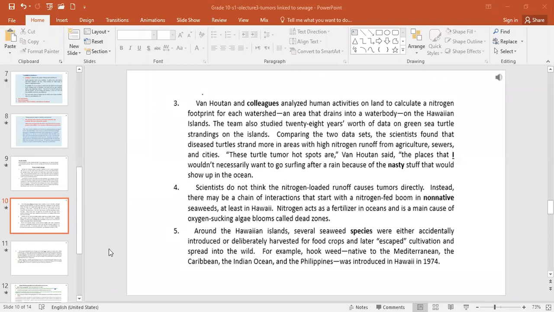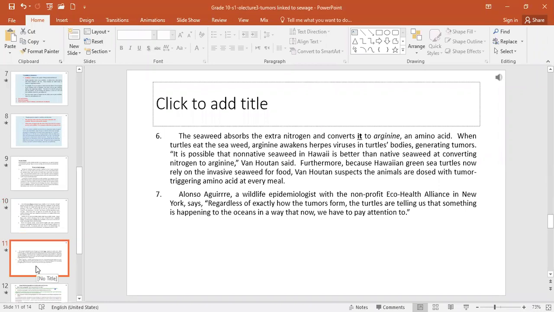Now moving on, how did the author leave the reader? Let's read the conclusion here. Tariq, yes. The seaweed absorbs the extra nitrogen and converts it to arginine.